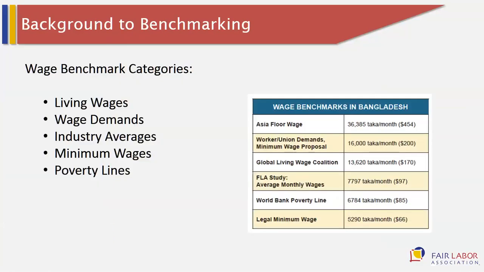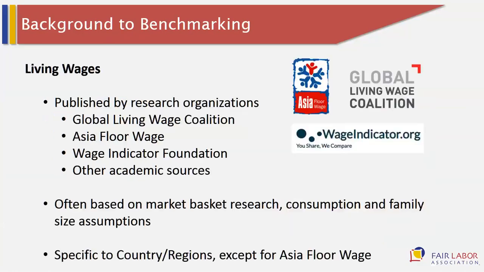There are around 5 general categories for benchmarks, and these guideposts are there to help you better understand where your factory is in fair compensation, how far they progressed or how far they have to progress. Those categories, as we see them, are living wages, wage demands, industry averages, minimum wages, and poverty lines. And we'll go into detail about how each of them are important and how they help you better understand your factory's compensation. The first is the category of living wages.